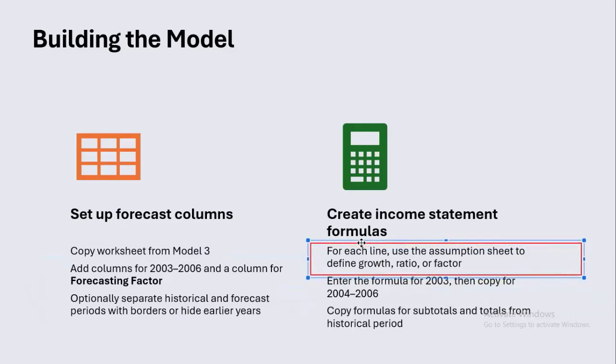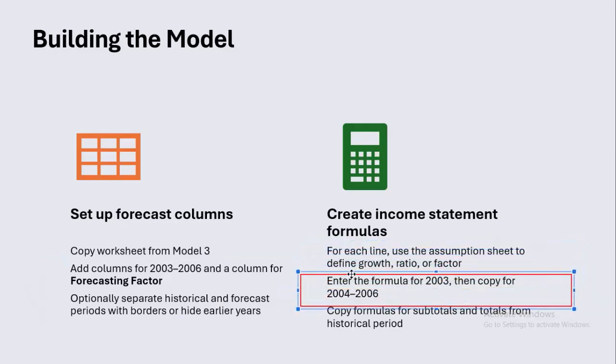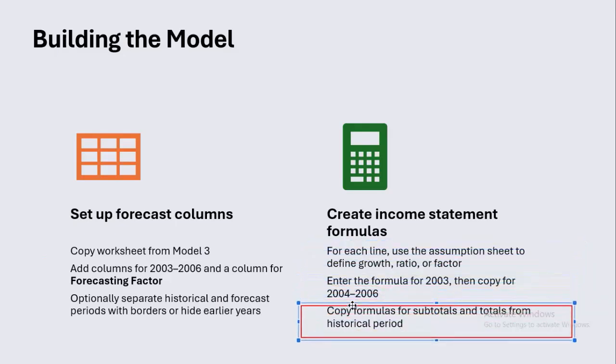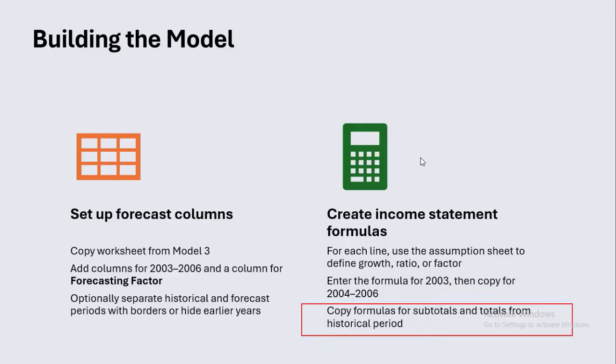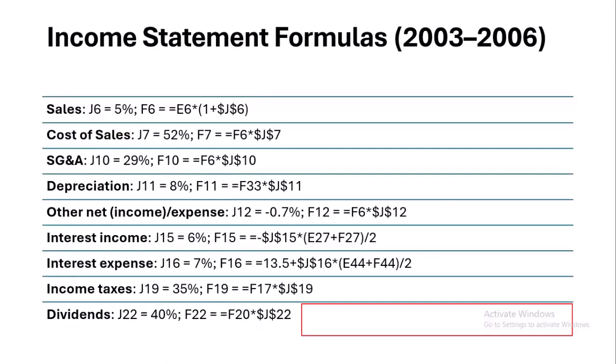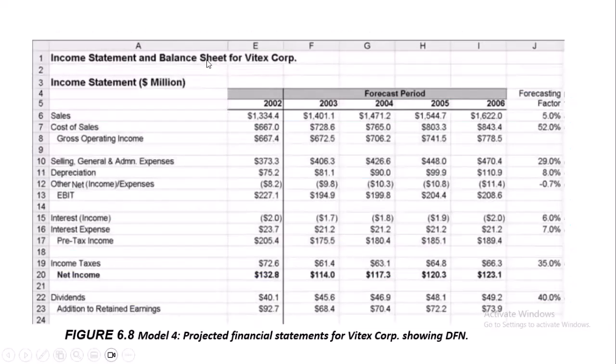We have an assumption sheet, and the assumption sheet will let us know the growth ratio or the factor. We'll enter the formula, we'll copy across, and then we'll copy formulas for subtotals and totals from the historical period. And that's how we'll simply do this. If you intend to follow up, this is going to be the formulas. So in case you have to do this on your own, these are the formulas. But we're going to do it this way, right?